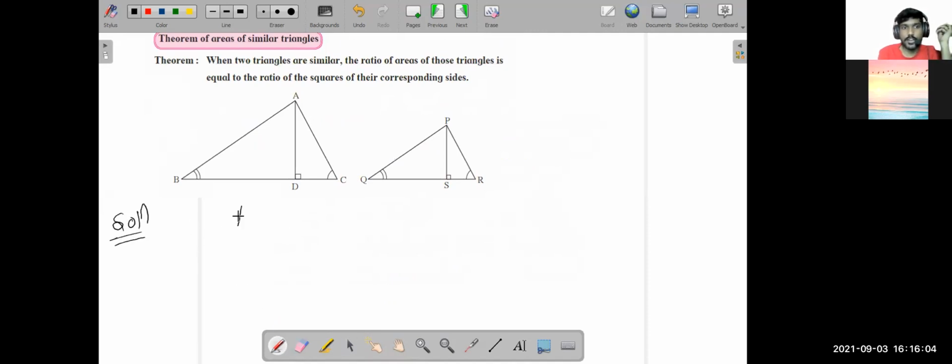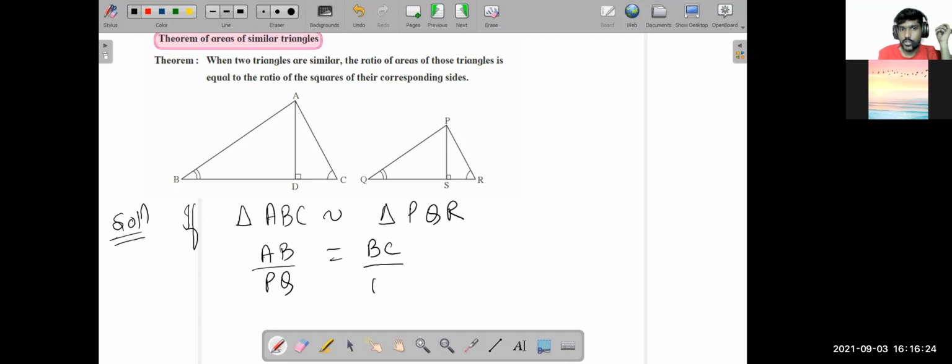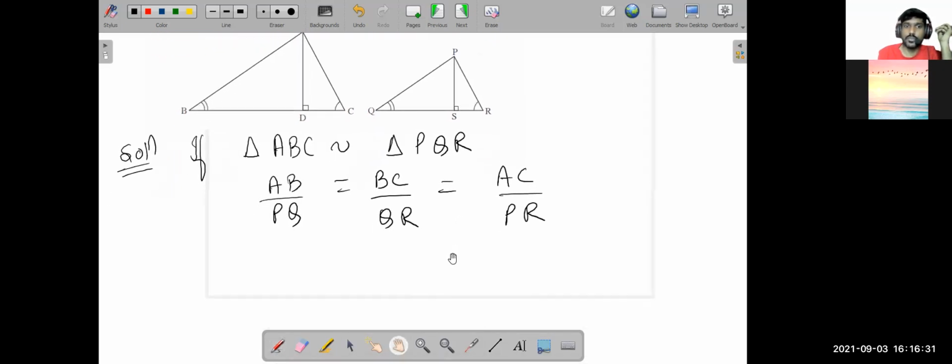So first, if triangle ABC is similar to triangle PQR, then their corresponding sides will be in proportion. That means AB upon PQ equal to BC upon QR equal to AC upon PR. These two triangles are similar to each other and these are its corresponding sides which are in proportion.